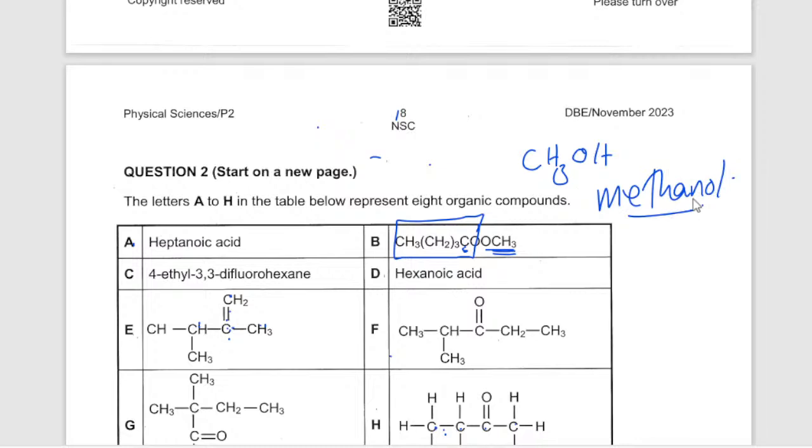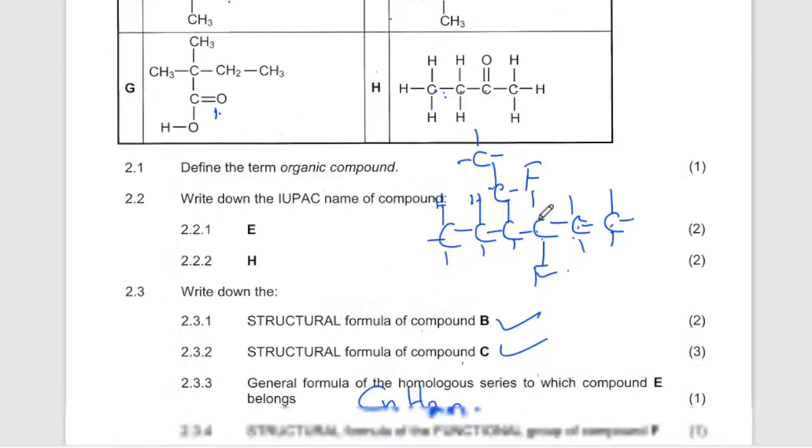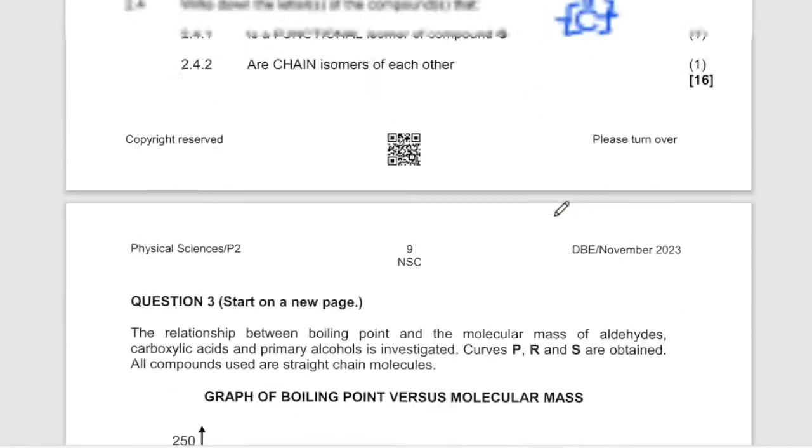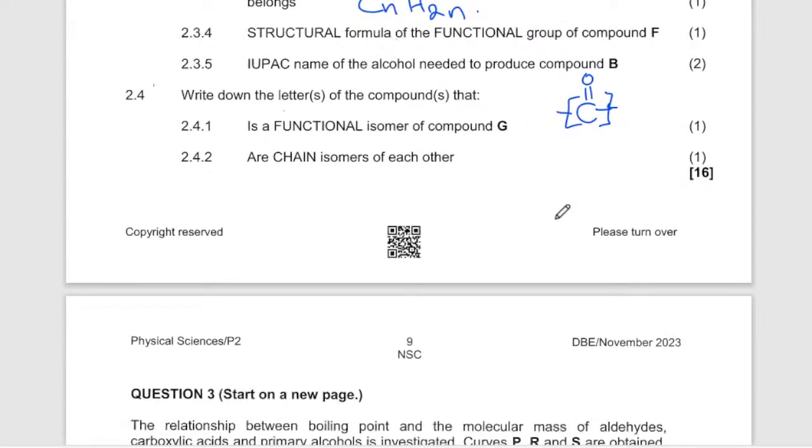That's it. Methanol doesn't have a position number because it's just one carbon atom, and ethanol doesn't have a position because it's two carbon atoms.